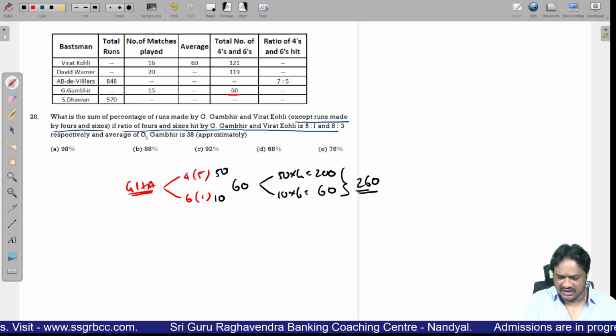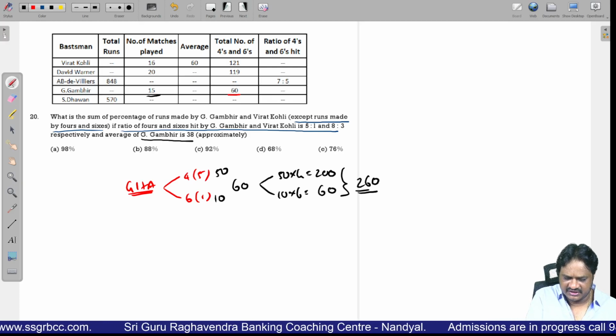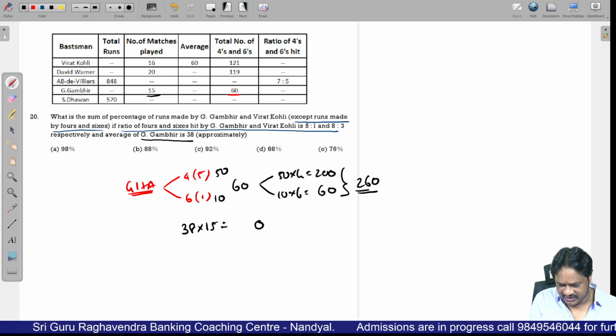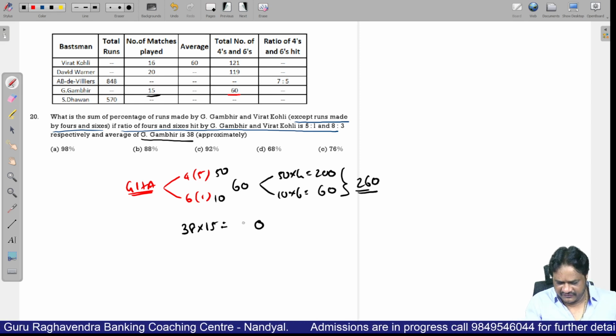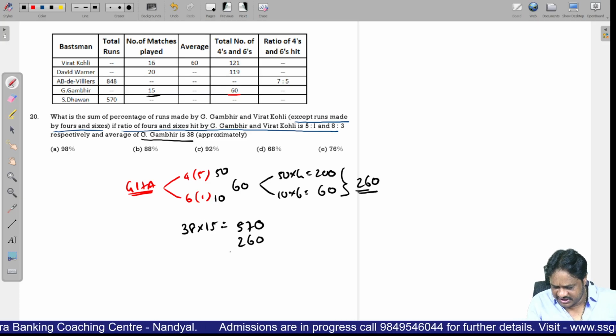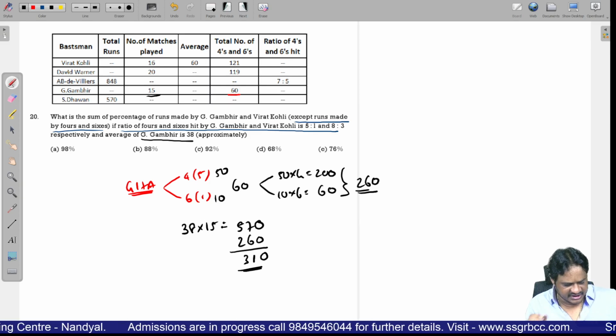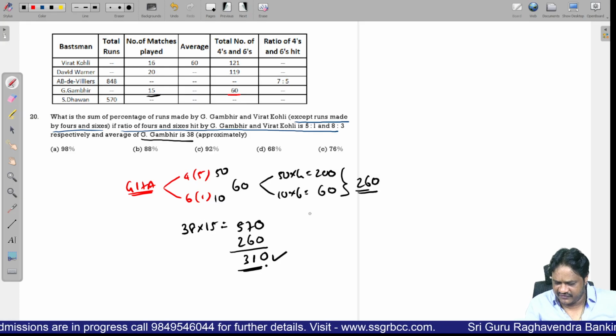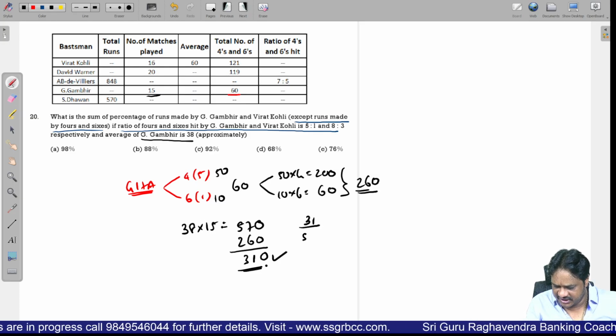Then Gautam Gambhir's average is 38. He is playing 15 matches. So 38 into 15, that is how much? 570. Out of 570, 260 runs are by boundaries. Other than boundaries, the runs are 310. Now, other than boundaries, what is the percentage? So 310 by 570, or 31 by 57 into 100.